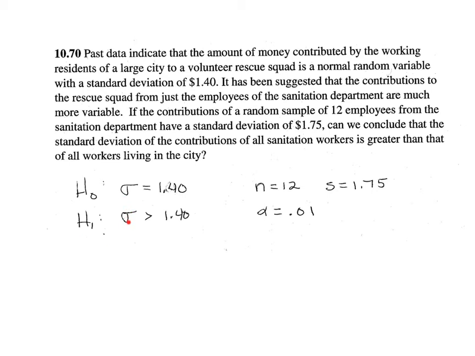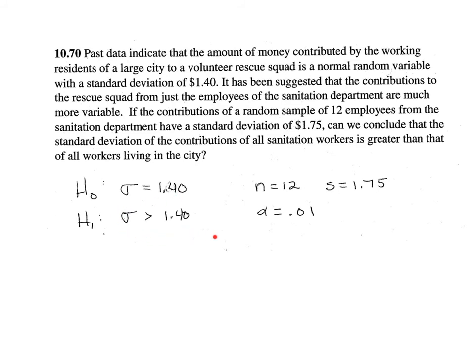So in this case, I'm putting the standard deviations here, and I'm saying that for all employees, our sigma equals $1.40, and that comes from up here. Standard deviation of $1.40. Our alternative is from this question here. Can we conclude that the standard deviation of contributions of all sanitation workers is greater than of all workers living in the city? So that is what we're trying to test, that we believe sanitation workers have a higher variability.